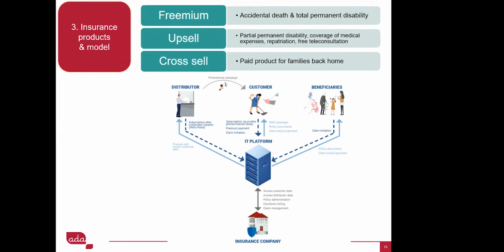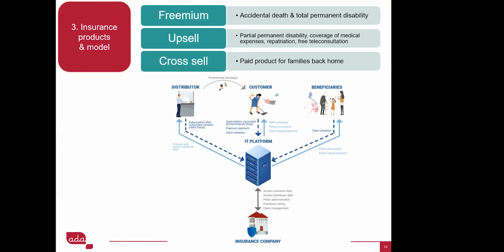And then the last product, which we call the cross-sell product, was a product that we wanted to develop for the families back home. This is still in development, and we weren't able to launch this product before the project came to an end. So now that we know our products, how's it all going to fit together? The diagram below tries to illustrate how it all fits together by showing the data flows between the different stakeholders.